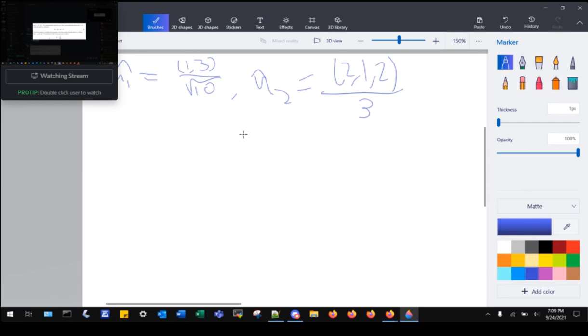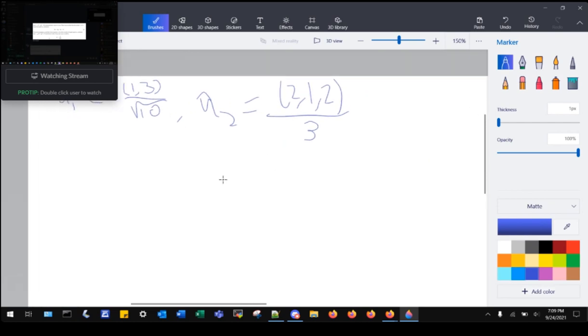By the way, can you increase the thickness of your marker? Yeah, that's good. You can leave that one just like that.